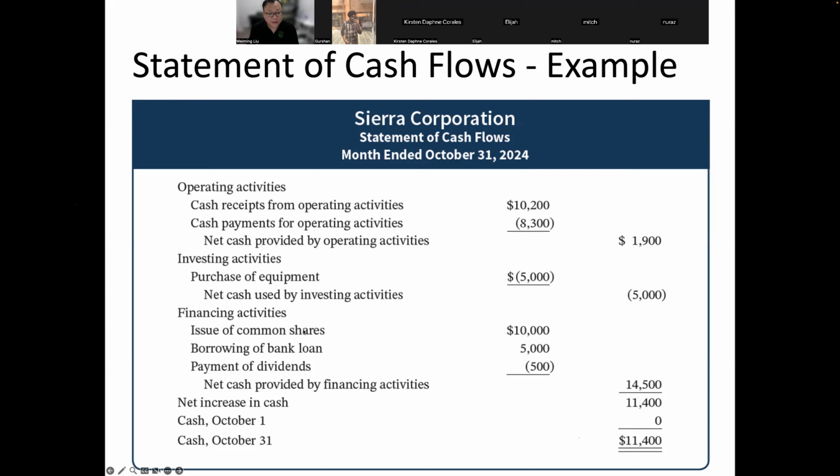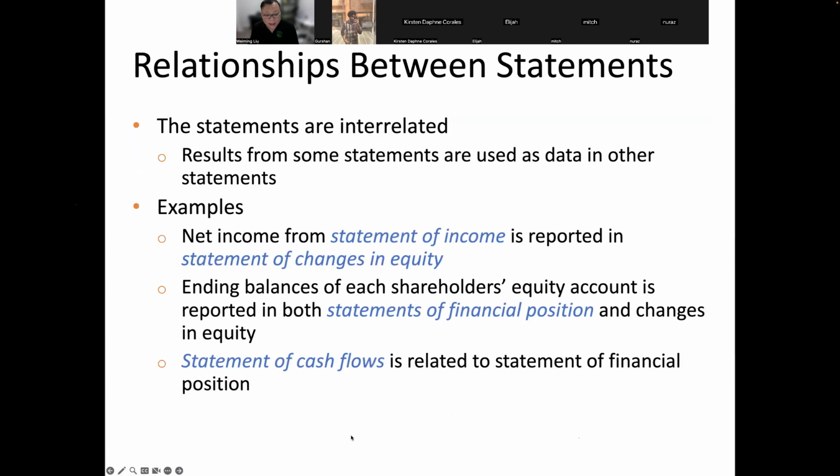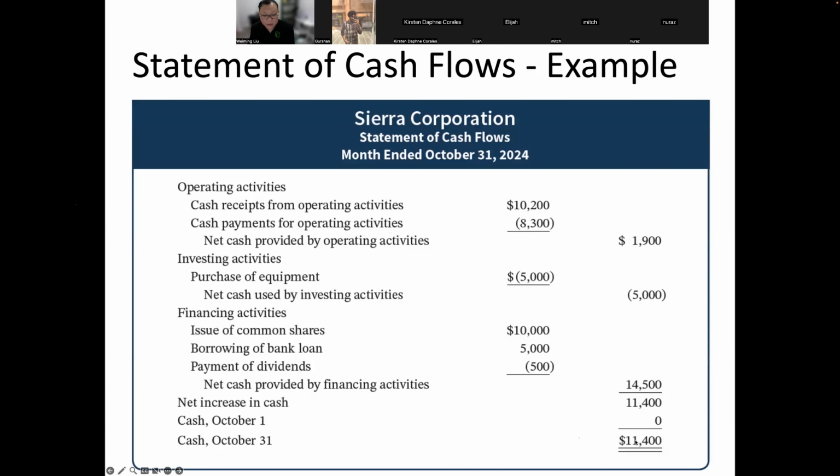And they borrowed money from the bank. They received $5,000 from the bank. And then they paid a dividend of 500. They gave the shareholders $500 dividend, so that used the cash. So the net cash provided by financing activities, you add them up, is 14,500. Together, the net increase of cash is 11,400. The opening balance is 0 because that's a new company, and then the ending balance is 11,400.